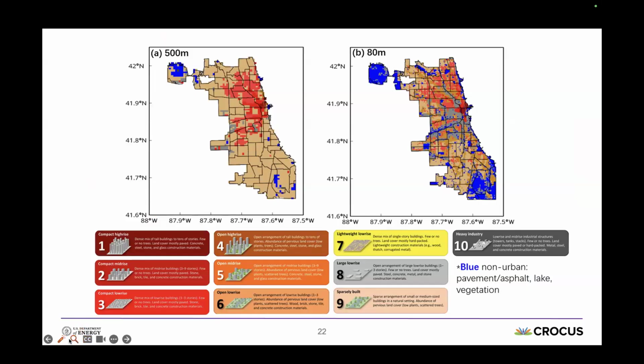Additionally, the finer details of non-urban areas such as lakes, forests, and vegetation are more clearly delineated at 80 meter scales. At coarser resolution, these areas may be averaged out or oversimplified, whereas at LES scales, the distinction between different types of non-urban areas is much clearer. Next slide, please.